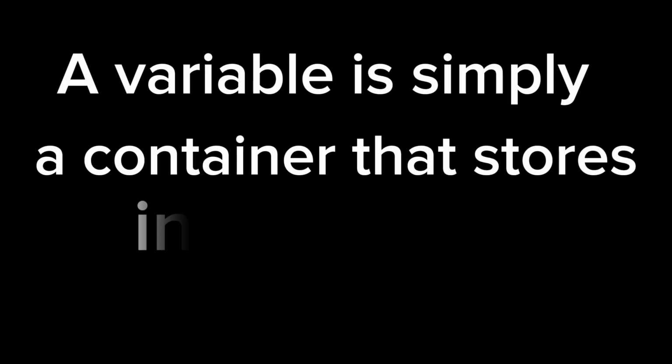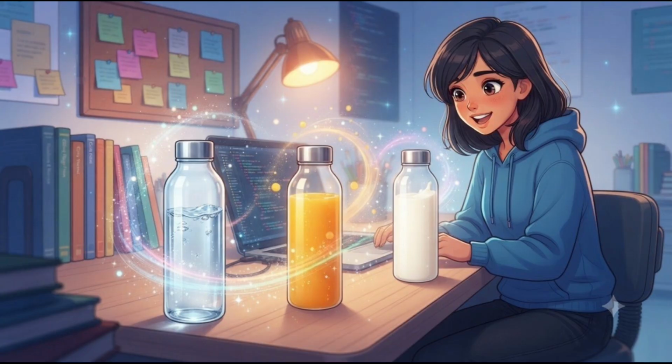The fifth one is variable. A variable is simply a container that stores information. For example, think of a reusable water bottle. Today it might contain water. Tomorrow you might wash it and fill it with juice. The bottle stays the same, only what's inside changes. That's exactly how a variable works.